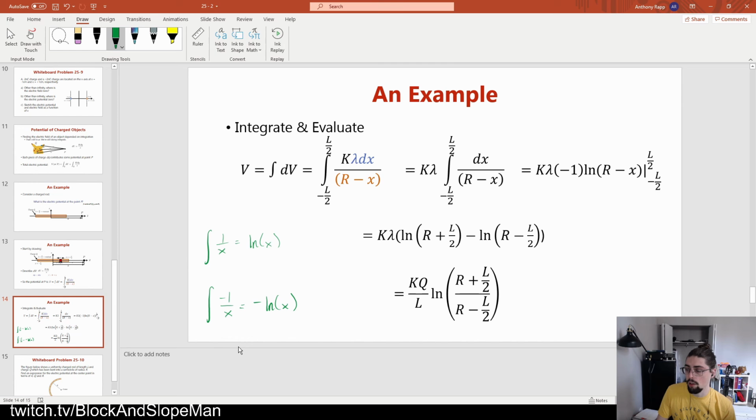Evaluated from negative L over 2 to positive L over 2. Plug those values in, and then I can take the last step of combining these two. I've got a natural log minus another natural log, so I can combine them into a fraction together. That's one of those fun tricks you can do with natural logs. They've got some special properties that make simplifying them a little bit easier. But technically, the second to last line is still the correct answer. If you plugged in all the stuff right there, you'd still get the right answer. But this is just a little bit more simplified on the bottom.